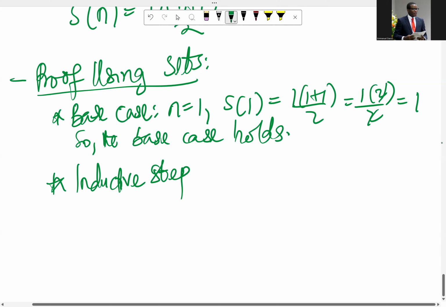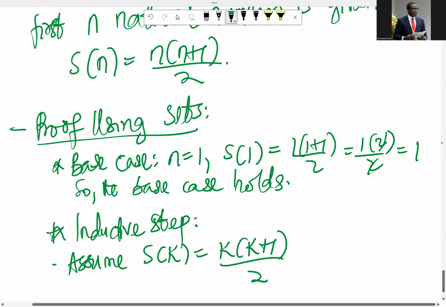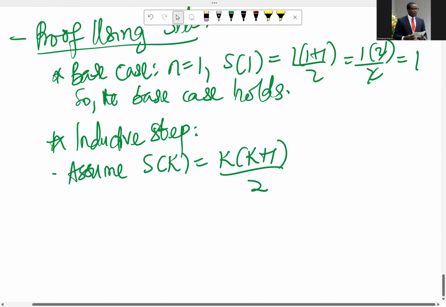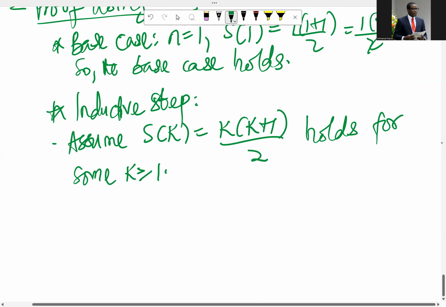This is well explained in the mathematical induction playlist, so you want to check it out. So you now assume S of k is equal to k into k plus 1, that is, it holds for this. So here what you're doing is just turn every n to k basically. So assume S of k equals k into k plus 1 over 2 holds. Assume that this holds for some k greater than or equal to 1.